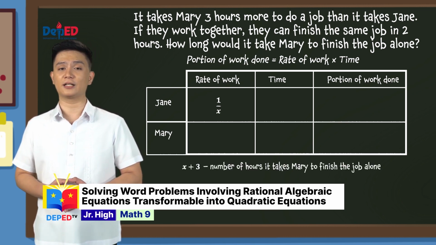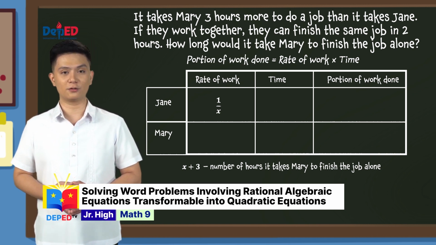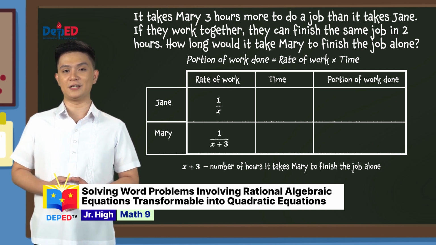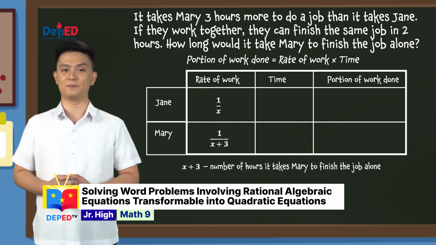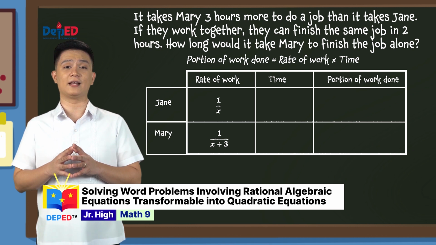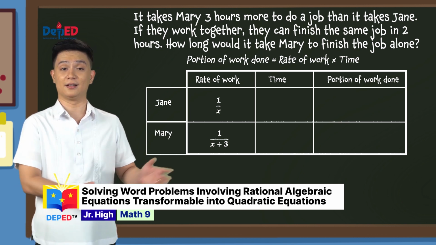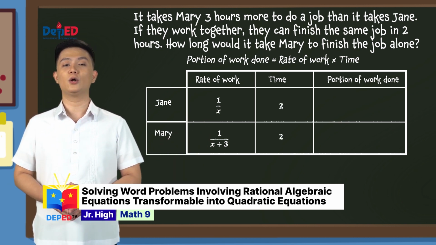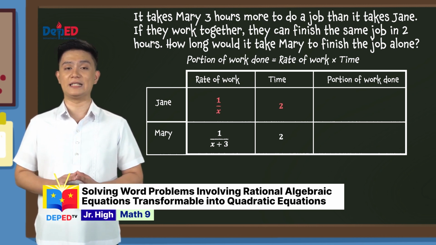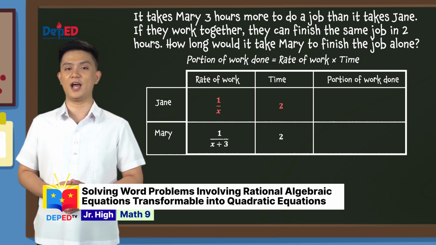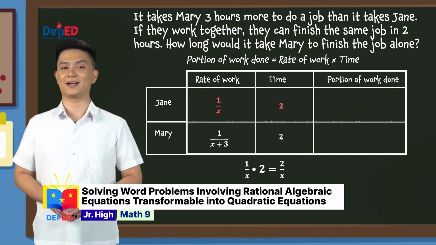Then, it follows that Mary needs x plus 3 hours to finish the job alone. Hence, her rate of work is 1 over x plus 3. Mary can accomplish 1 over x plus 3 of the job per hour. And since it was mentioned that if they work together, they can finish the job in 2 hours, we indicate in the table that each of Jane and Mary works for 2 hours. To determine the portion of work done by Jane, we multiply the rate by the time. 1 over x times 2 is equal to 2 over x.